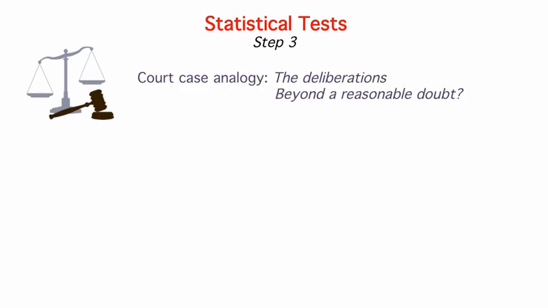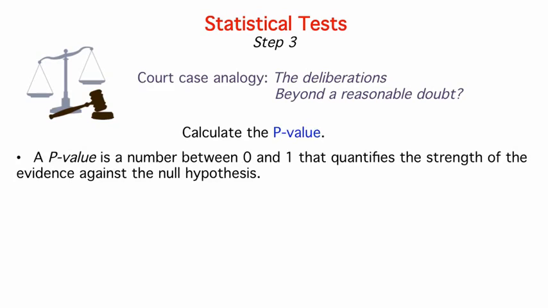Once the evidence has been collected and summarized for the judge or jury, they have the responsibility of careful deliberation. They need to decide if the evidence is overwhelming enough to reject the presumption of innocence, beyond a reasonable doubt. In statistics, the tool for deliberation is a p-value. A p-value transforms a test statistic into a probabilistic scale. It is a number between 0 and 1 that quantifies how strong the evidence is against the null hypothesis.